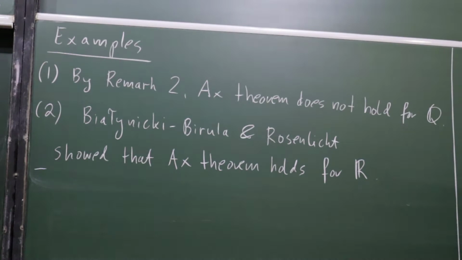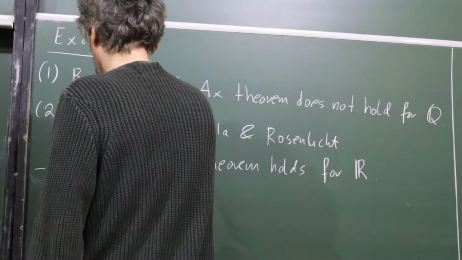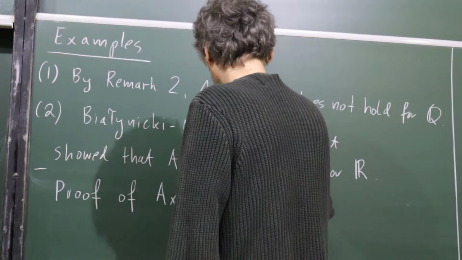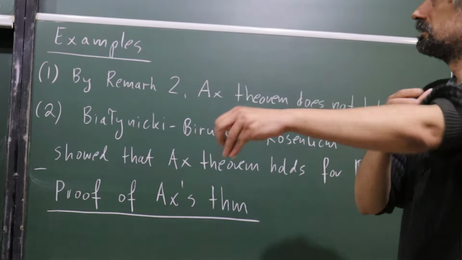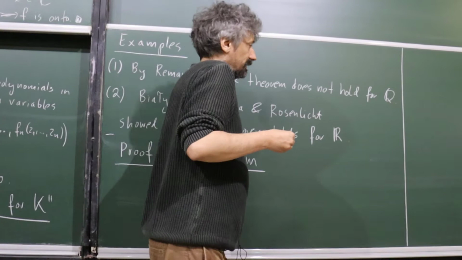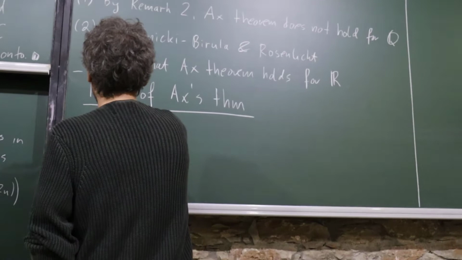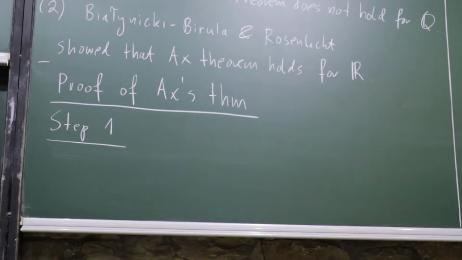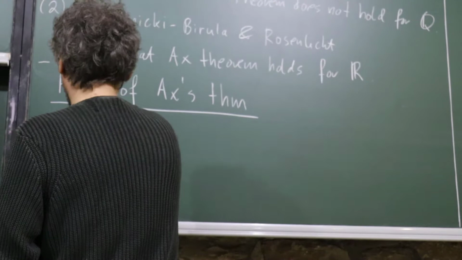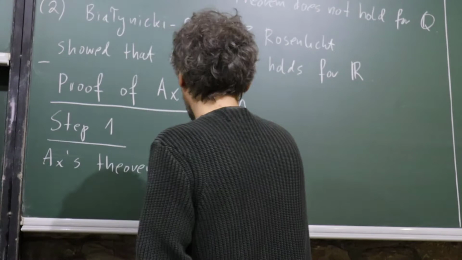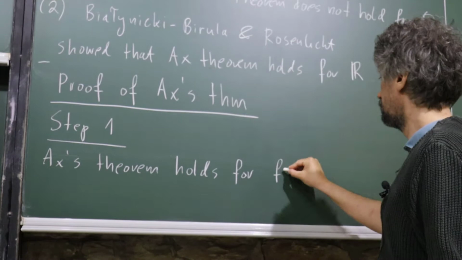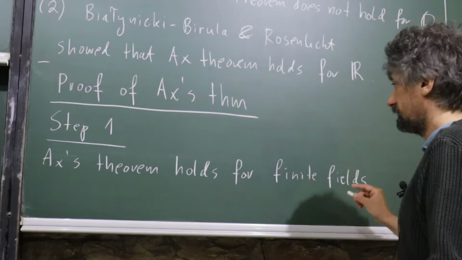Okay, so now let's start proving Ax's theorem. It will be in three steps. Step one: Ax's theorem holds for finite fields. And actually that's the main reason, which is quite obvious.